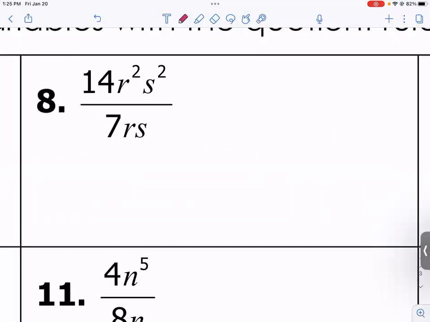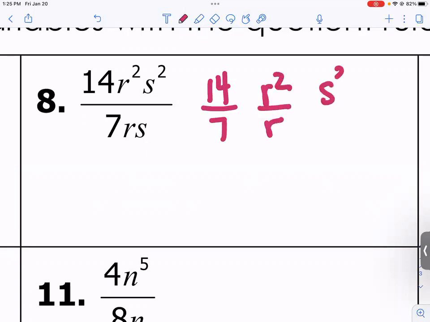Okay. Maybe it will help you to write this as 14 over 7, r squared over r, and s squared over s. Avery, tough question. 14 over 7.